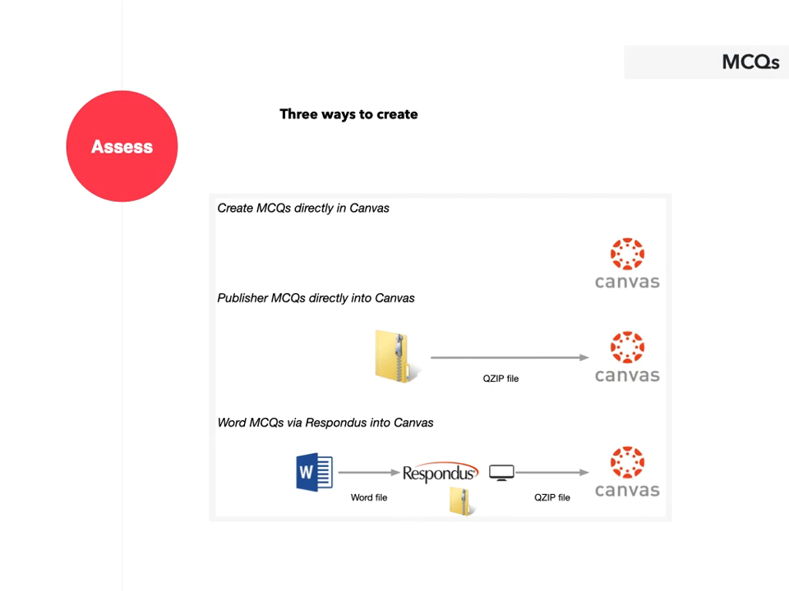And this third way is actually really neat, and this is something that you could use with students. If you structure questions in a particular way inside Word, you can run that Word file through a piece of software called Respondus. Respondus will generate what's known as a QZip file, and that QZip file is the thing that you can then import into Canvas.